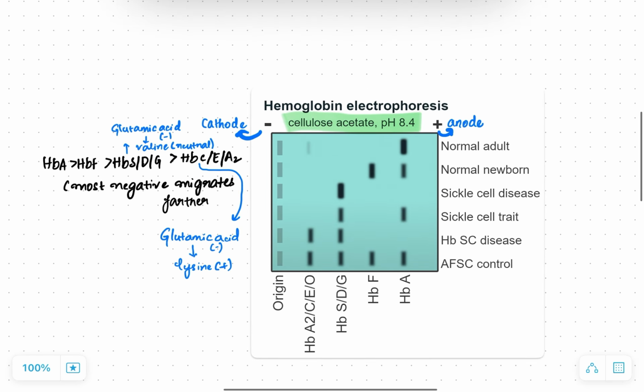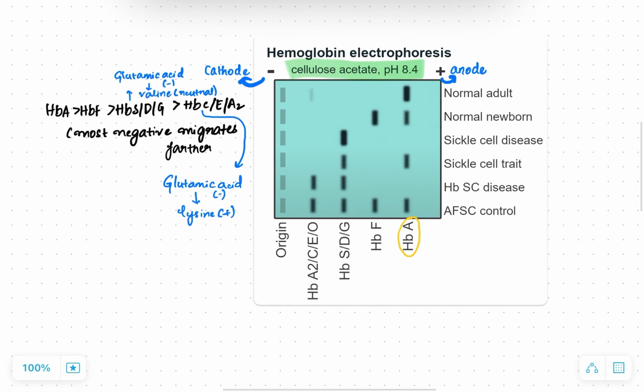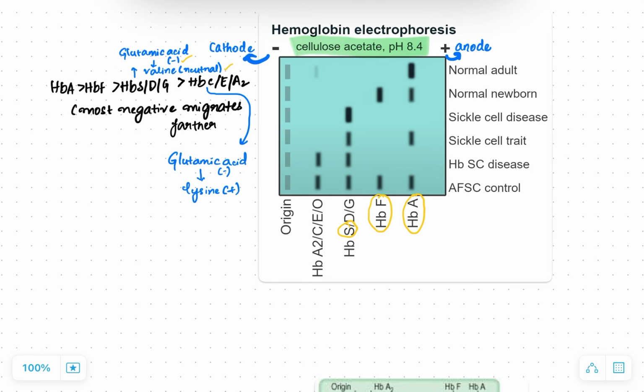So let us see. The farthest moving hemoglobin is HbA, because it has the most negative charge as per the dictum. The next one is HbF. It has a less negative charge than HbA. Next is HbS, D and G. This is because in a missense mutation, the negatively charged glutamic acid is replaced by valine. It is neutral, so it is less negatively charged than HbA and F, so it moves less far.